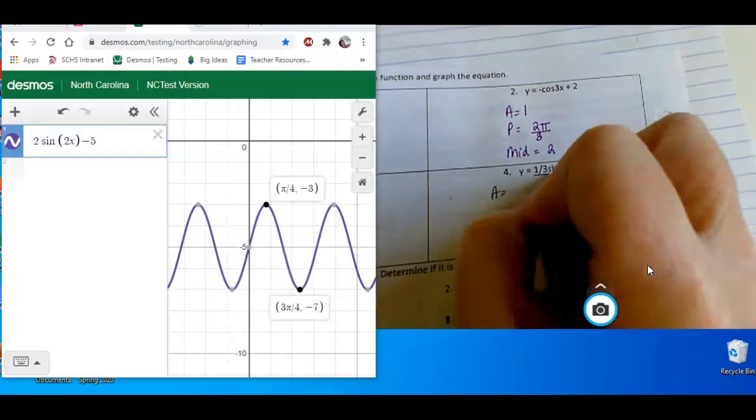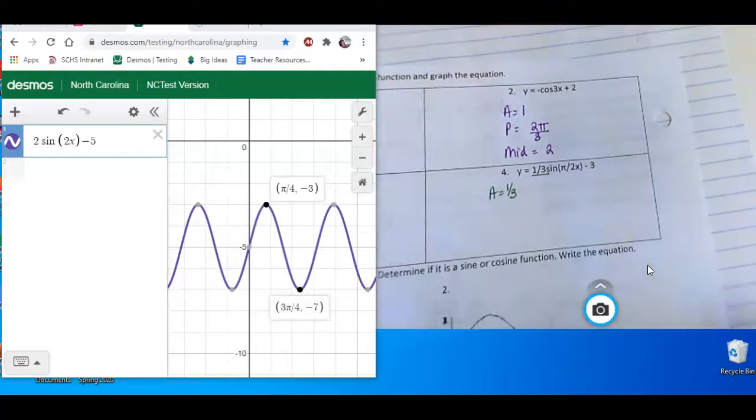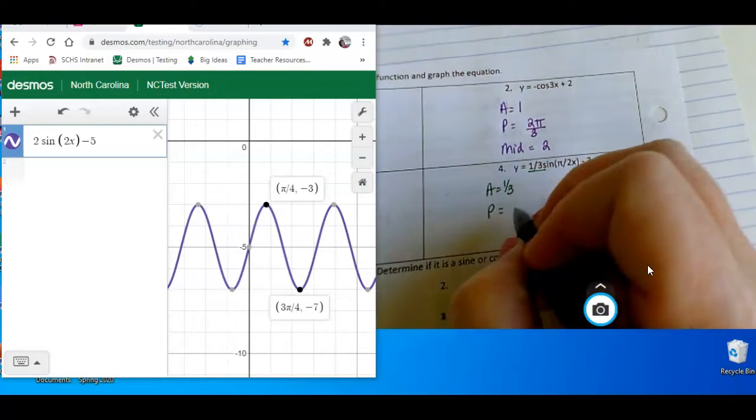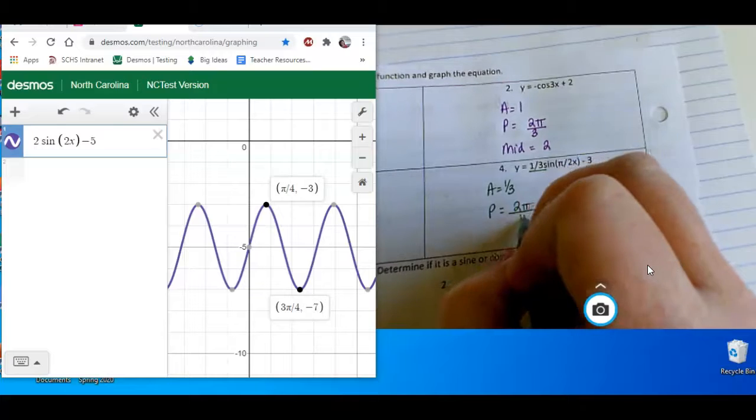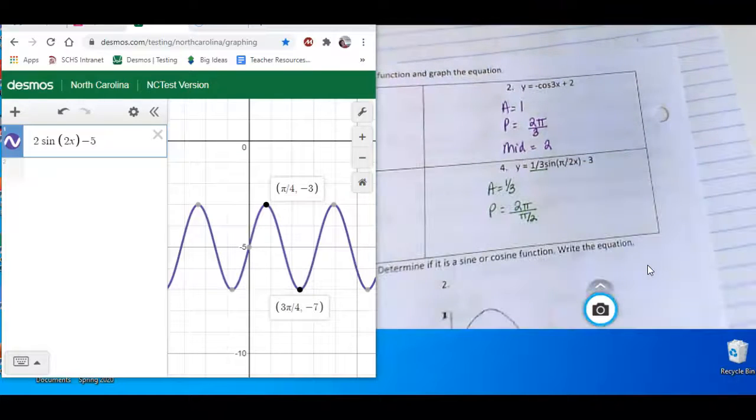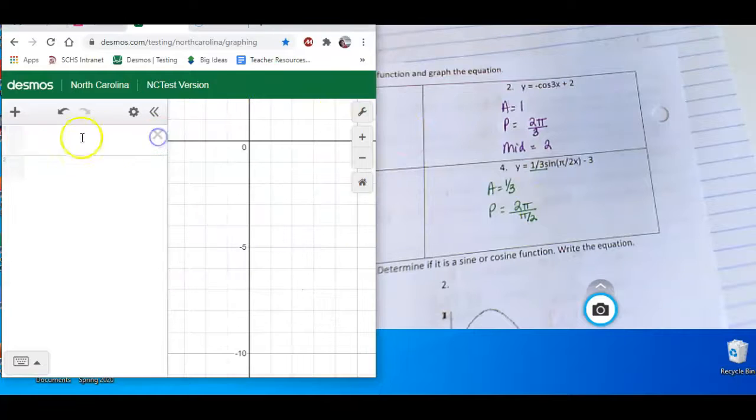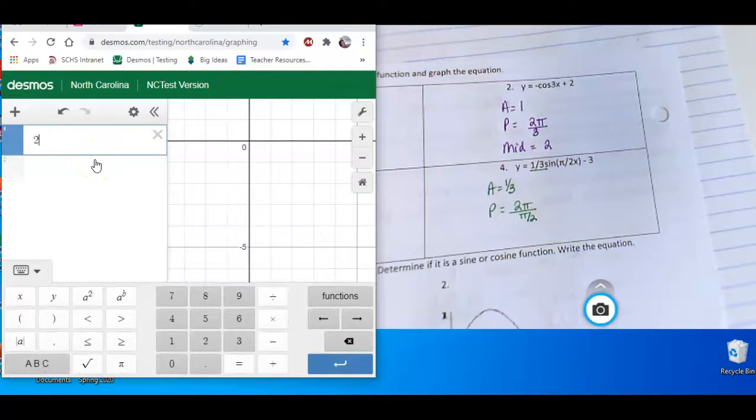Amplitude is just 1/3. It's the number at the beginning. The period is the one that's kind of tricky here, but it's 2 pi divided by pi over 2. When you have pi's in the answer in both parts, you could put that whole thing in Desmos like that. Or you could just get rid of the pi's and then put 2 divided by 1/2. The only reason I wouldn't put the pi in there is if there's only one. But if you wanted to put it, you could.